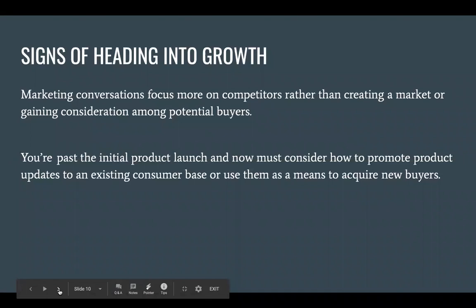And the signs of heading into growth is when you focus more on making your products stand out from your competitors rather than creating a market or trying to get more potential buyers. You're already past the initial product launch, and you must now consider how to promote product updates to an existing consumer base or use them as a means to acquire new buyers. So this is when you're competing against your competitors rather than trying to get more people to buy your product.